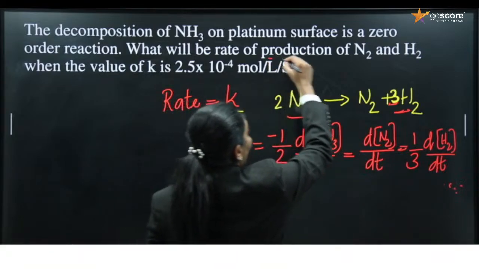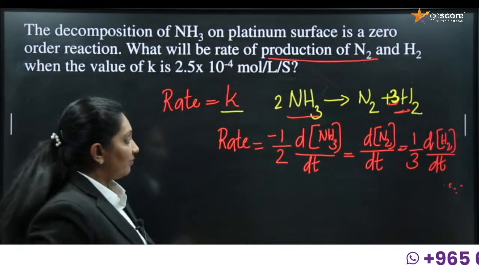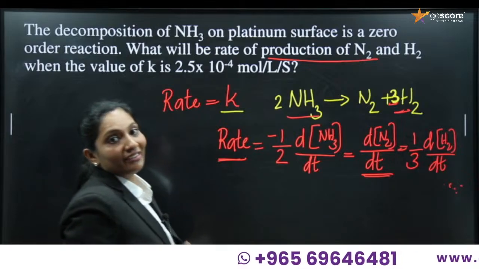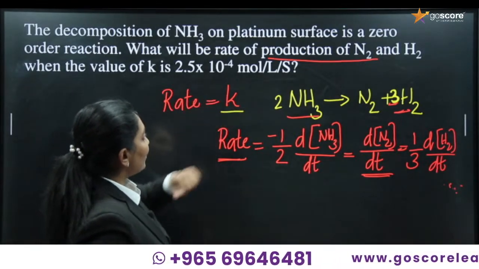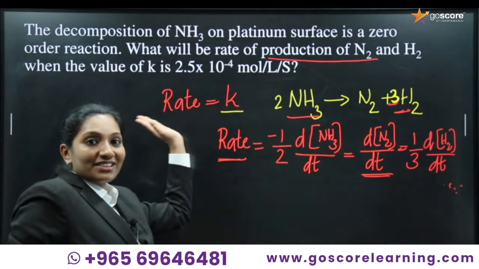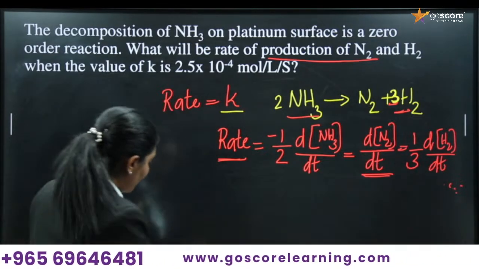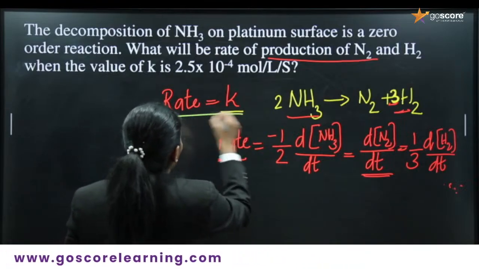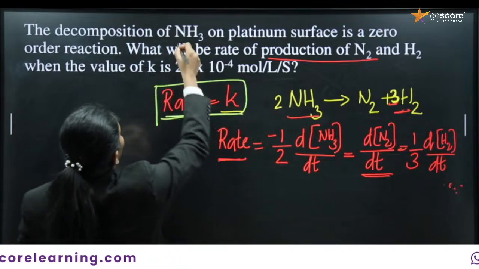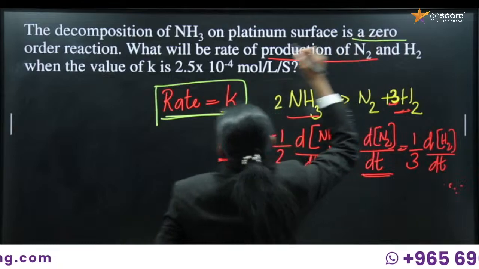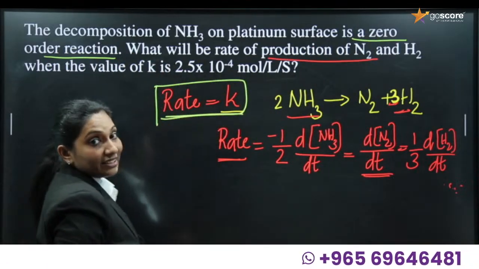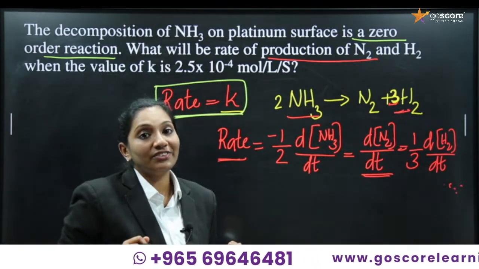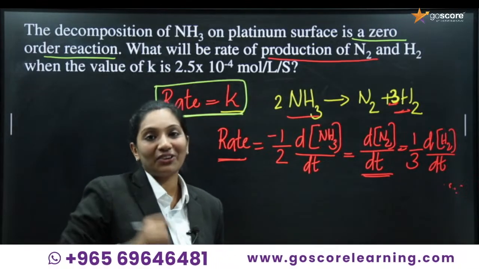Now see what we want to find out. We want to find out the rate of production of nitrogen. See, the rate of production of nitrogen is directly proportional or equal to the rate of the reaction. The rate constant value is given in the question, and the rate constant is equal to the rate of reaction. So what can we write here? The rate is equal to, this one is very important. How do we get this? Because it is mentioned in the question that this is a zero order reaction. That's why I wrote the rate is equal to rate constant. That means the rate of reaction is independent of the concentration.